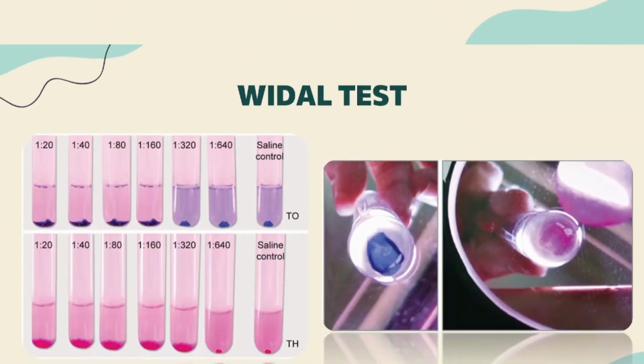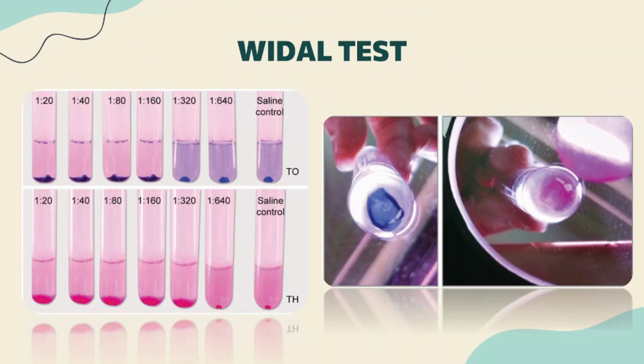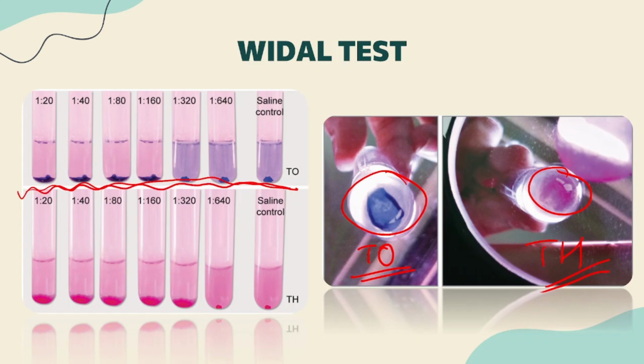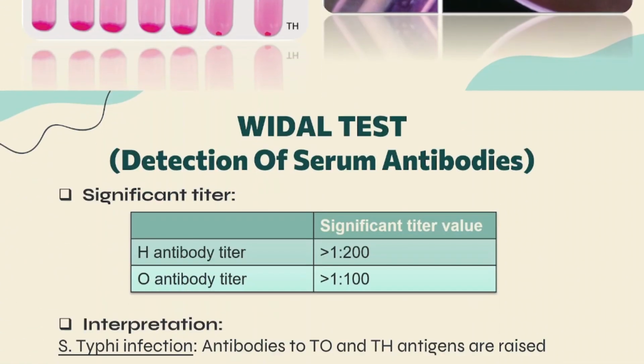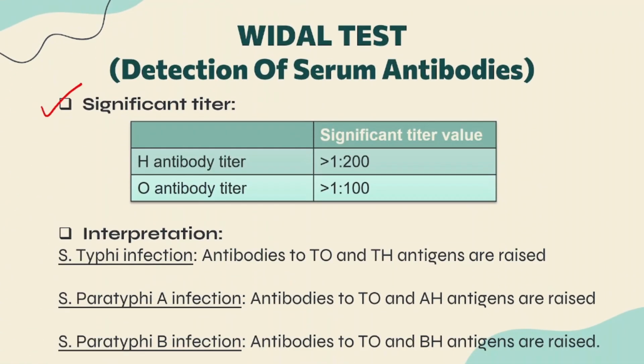Now, next, let's have a look at some images over here. Here we can see various test tubes, and this is how we are seeing the bottom of the test tube, where the agglutination reaction will take place. Here the blue color is an indication of the TO antibodies, and the pink color is for the TH antibodies. Here there are various test tubes showing the antibody titers. And this brings us to the next topic, that is if there is a significant titer.